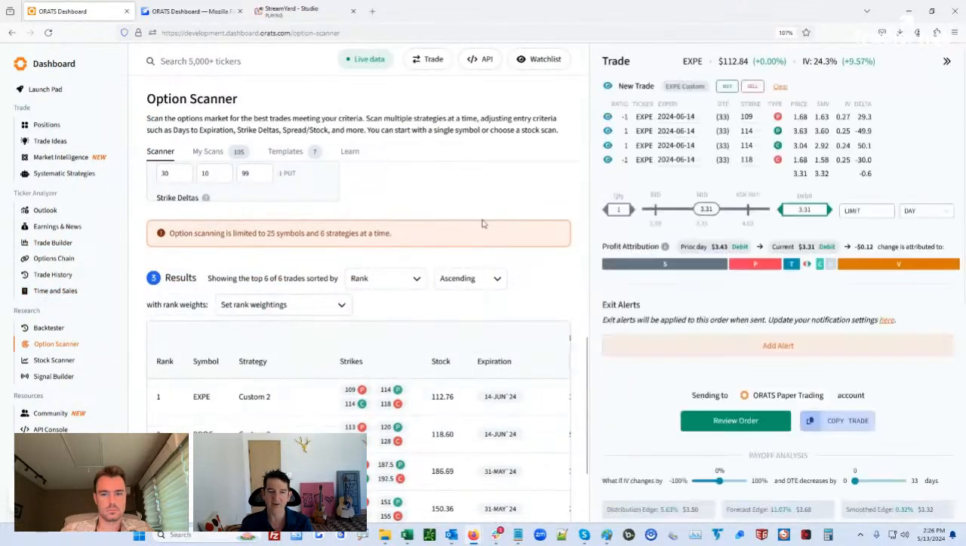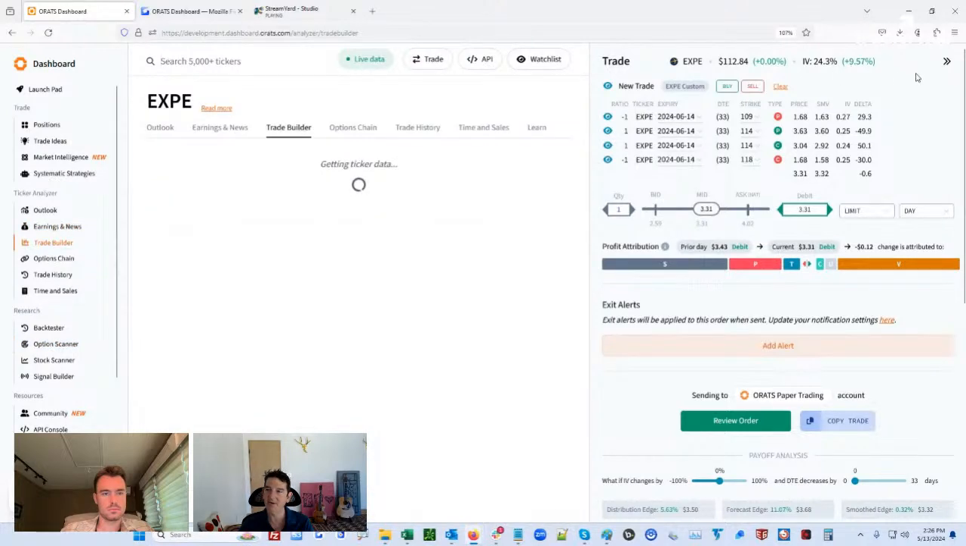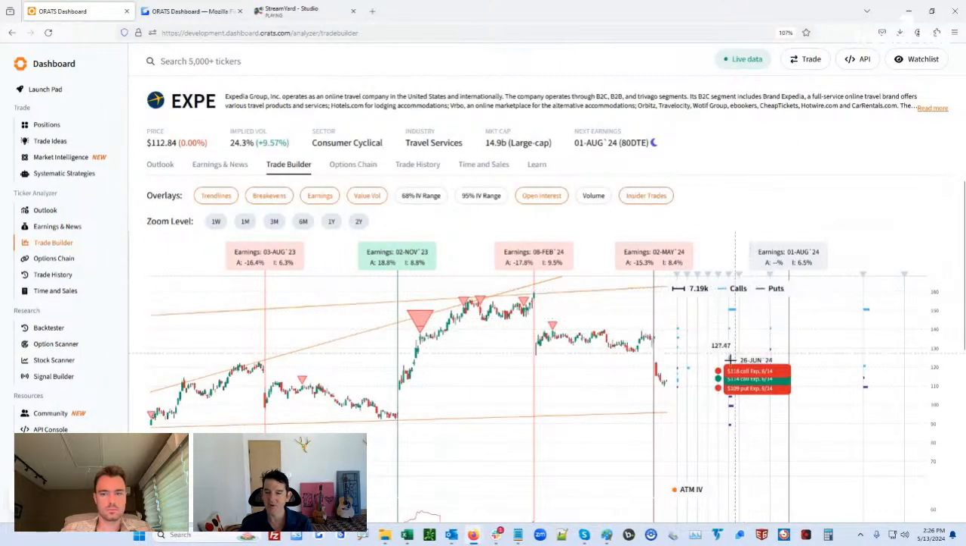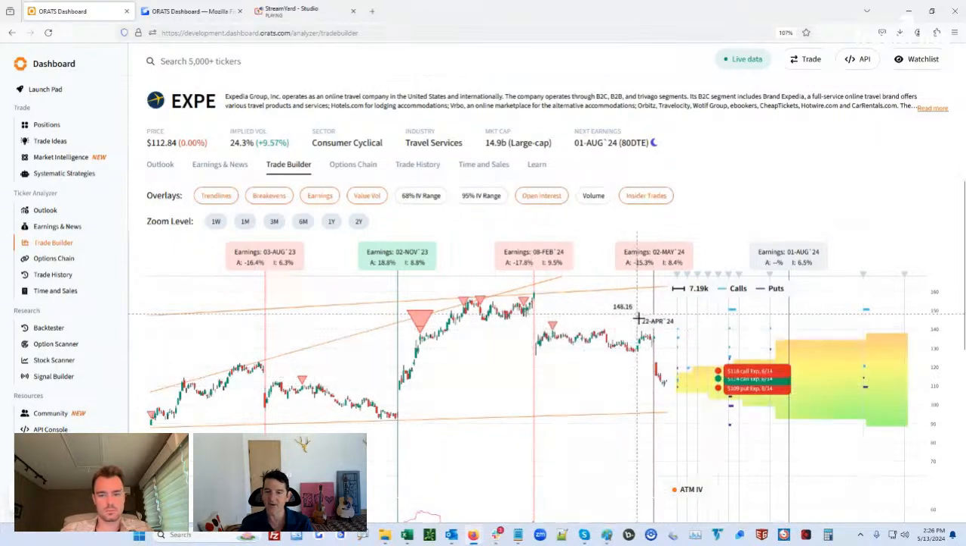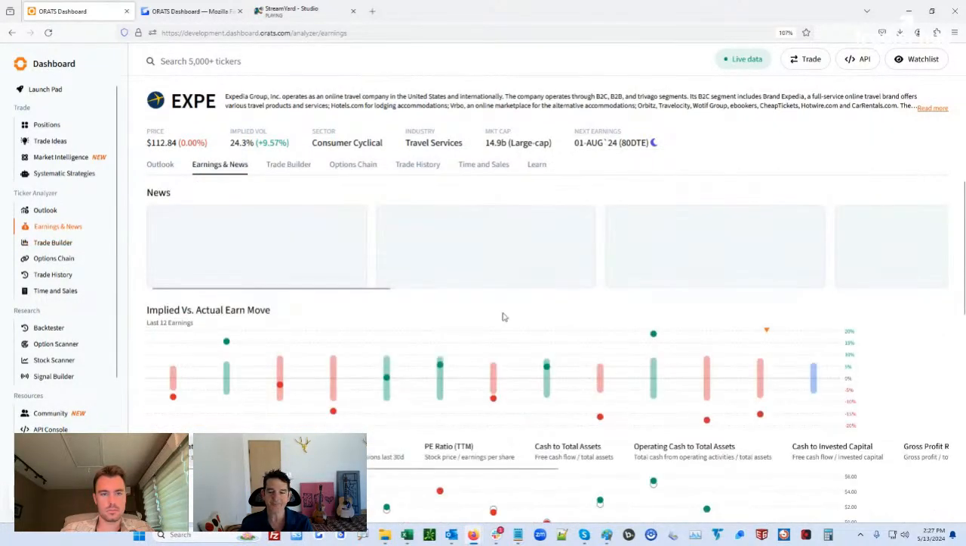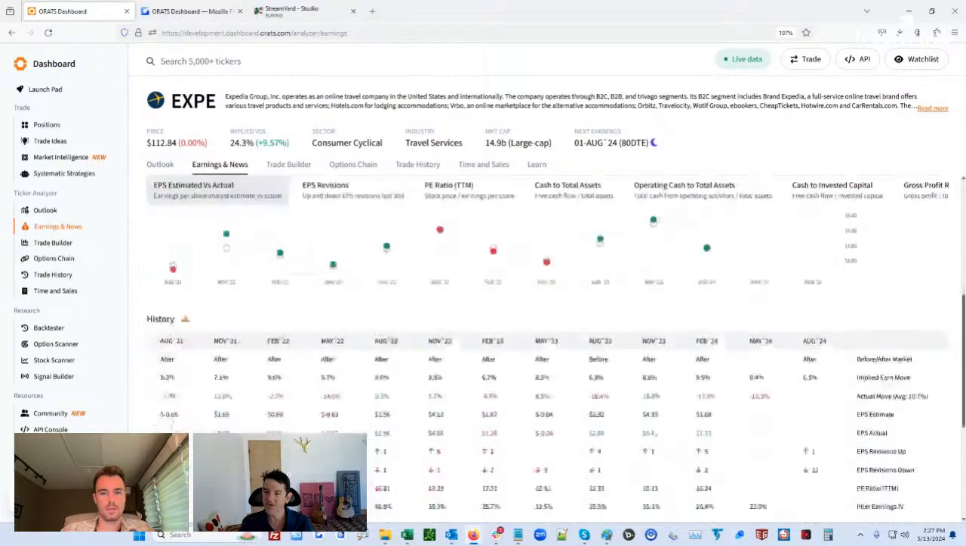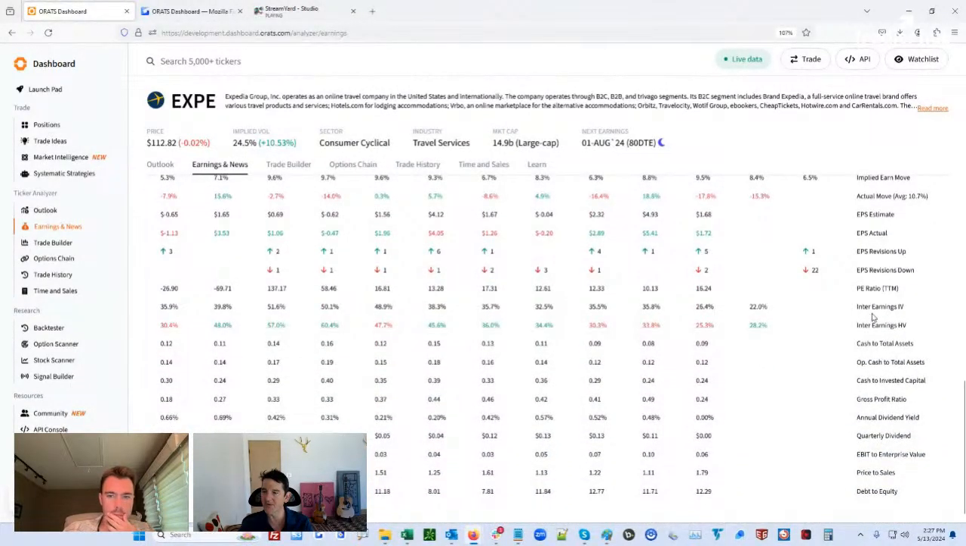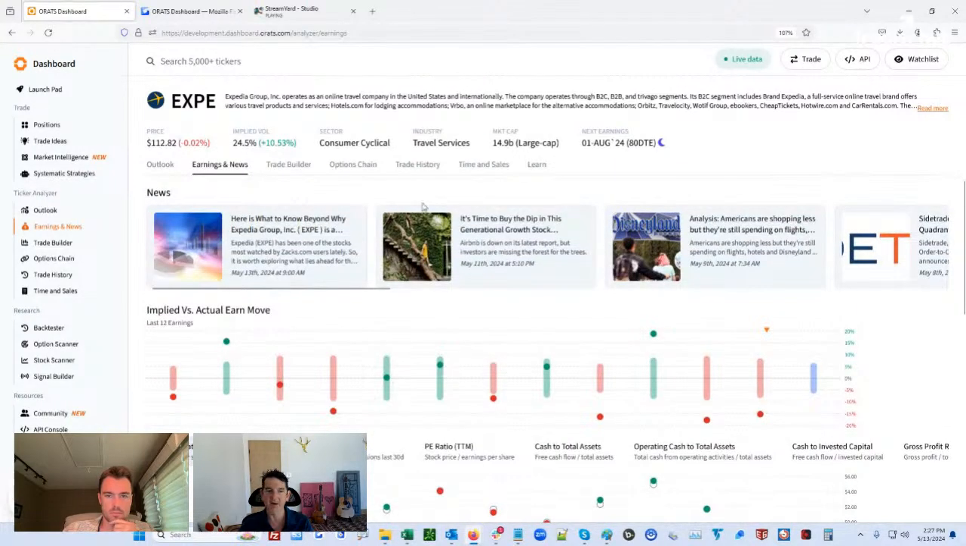Here's Expedia. Let's take a look at Expedia in the trade builder. So this one's gapped down on earnings. So this one moves a lot on earnings, probably not a lot on non-earnings. We have tables for that, right? So the intra move, yeah. Intra earnings and inter earnings. So how much does it move? 28 versus 22. That's pretty good.